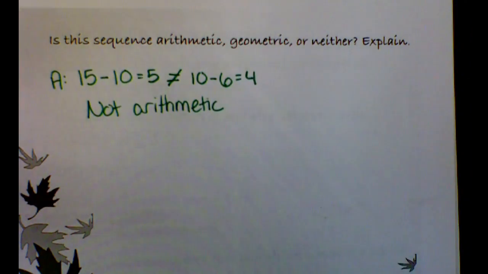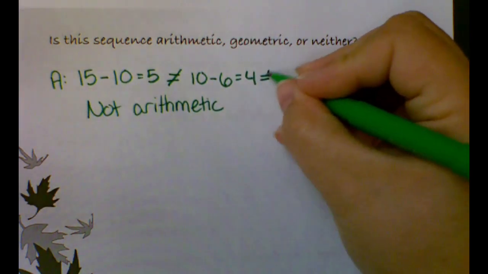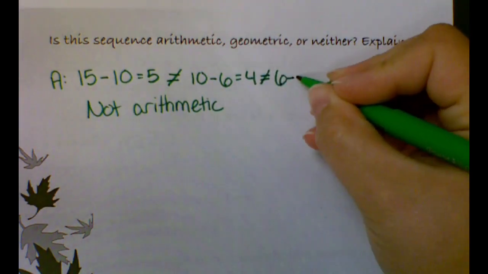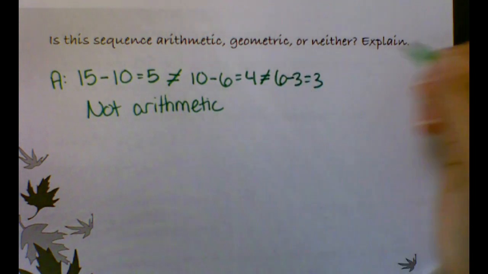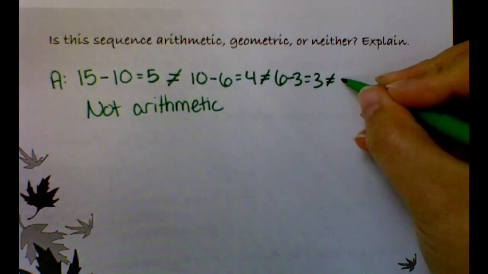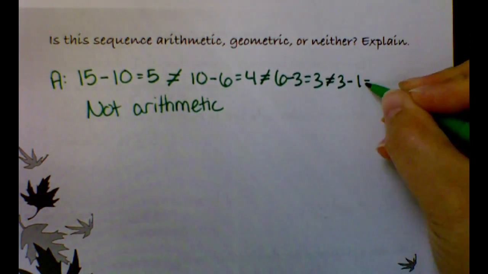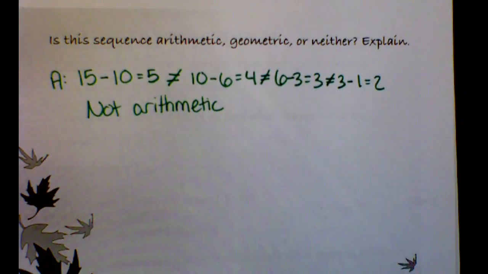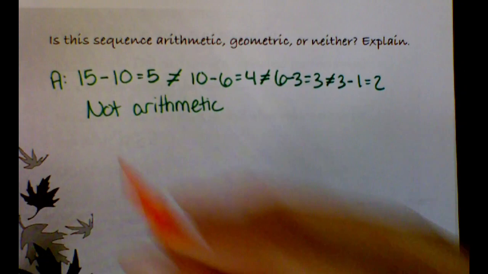To be absolutely sure, we could keep checking, but I know that step 3 minus step 2 is not 4, and step 2 minus step 1 is not 3. None of these differences are the same, so it's absolutely not arithmetic. Let's check geometric.